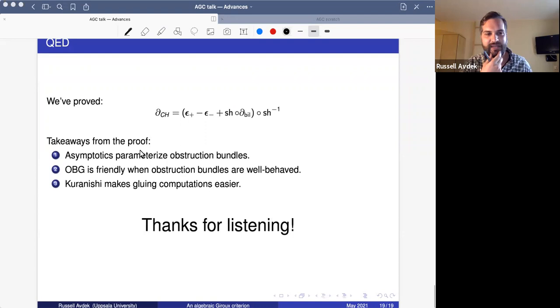And so I guess the high-level takeaways are, if you know asymptotics, you know everything about these kinds of obstruction issues, and you can usually write things down pretty explicitly. This is more propaganda for if you don't know this stuff, or maybe are thinking about learning it, maybe it sounds weird. I used to think it was quite scary. So the asymptotics parameterize everything in a very nice way, if you're lucky. The obstruction bundle gluing is also very friendly, assuming that your obstruction bundles are nice. And Kuranishi makes all of your gluing computations actually much easier. And that's the end of the talk.